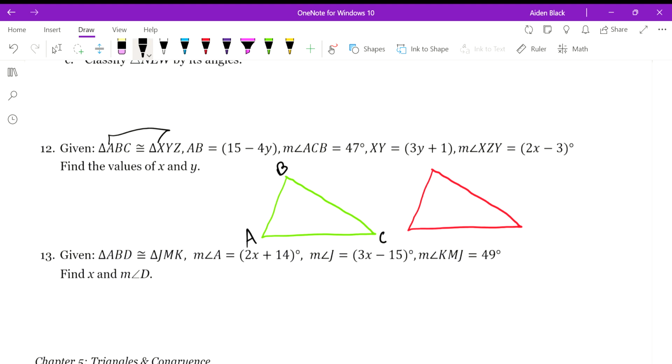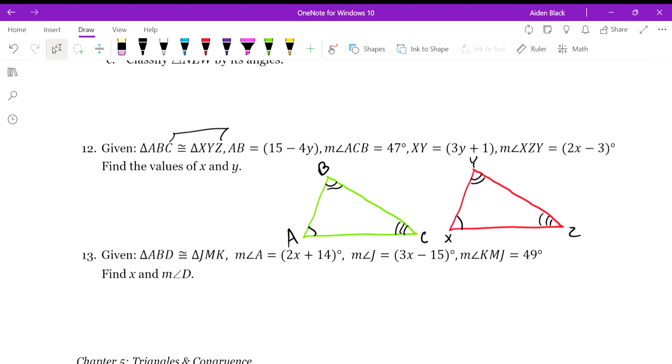A goes with X. Okay. B goes with Y. Remember, these are congruent, so their corresponding angles are congruent. And C goes with Z. So C is right here, so Z must be right here. Okay, this is going to help you. You can figure this out without having to draw this, but it takes a lot of visualization.